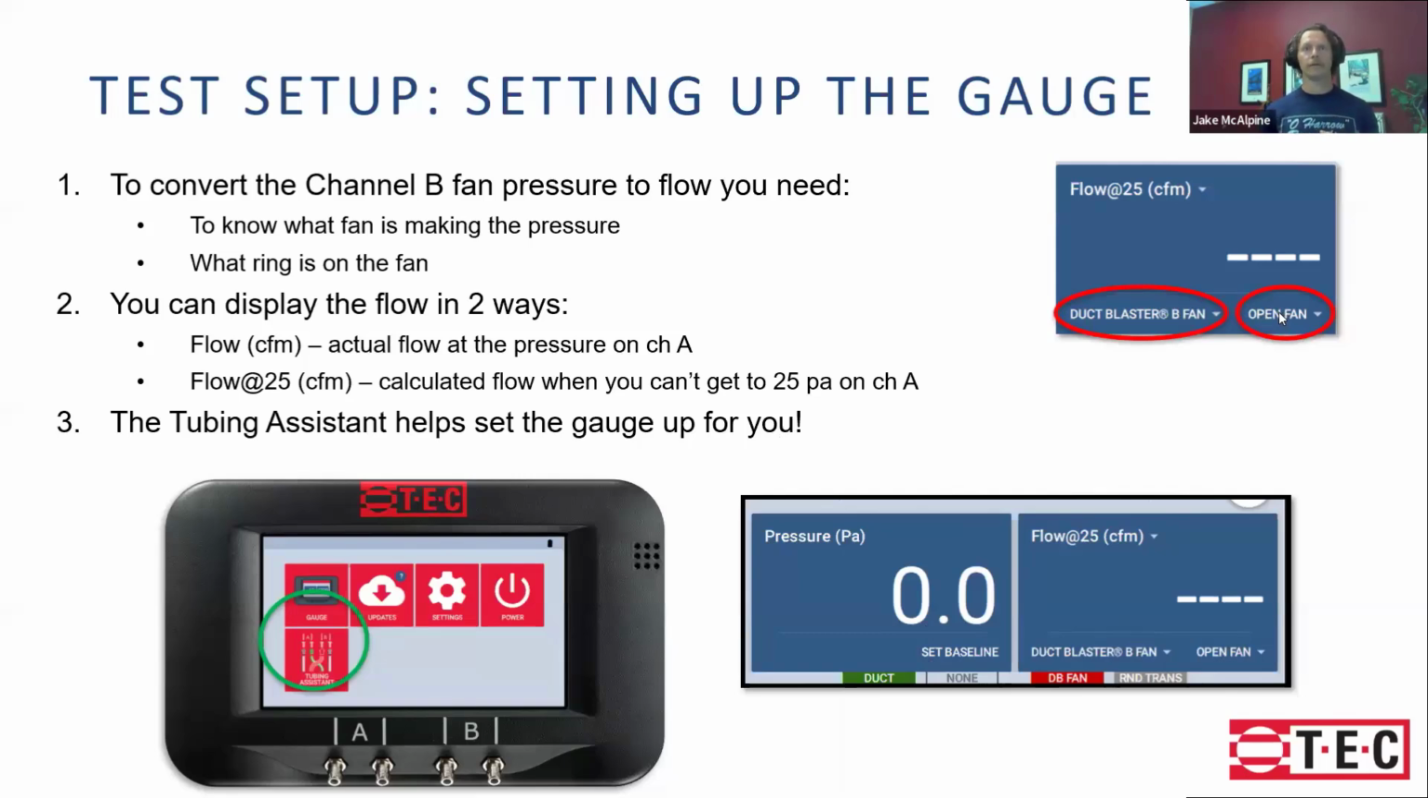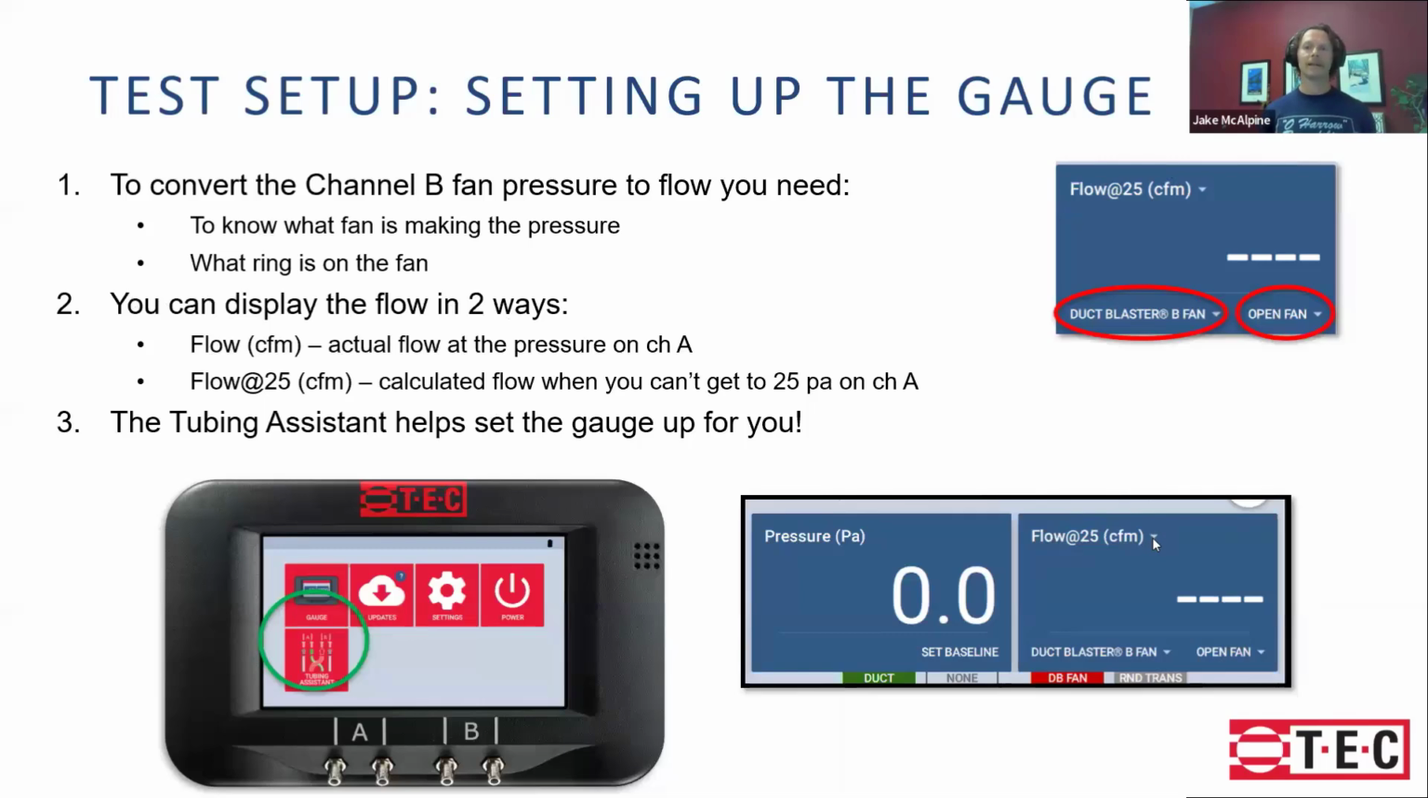And those two pieces of information, the gauge then converts that fan pressure to the CFM that we're all used to using. So we can display that in two different ways. We can actually just use the flow. So channel B, if you look at the upper left corner of a DG1000, there's many different options of how to display your fan flow.